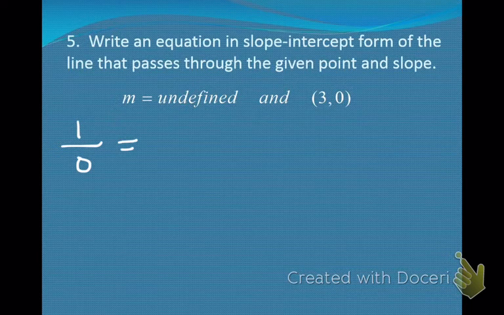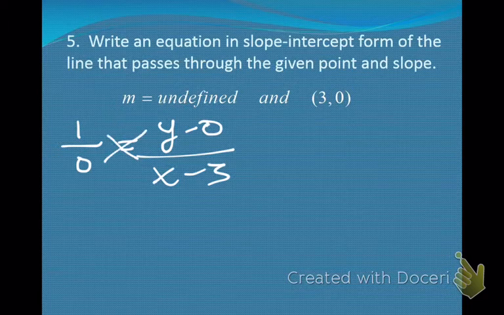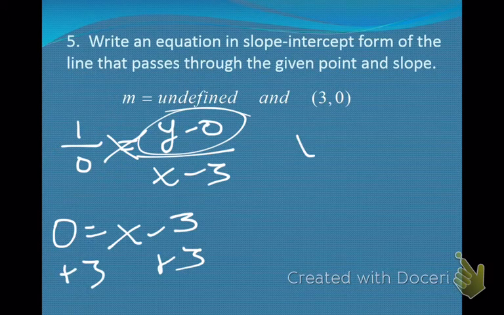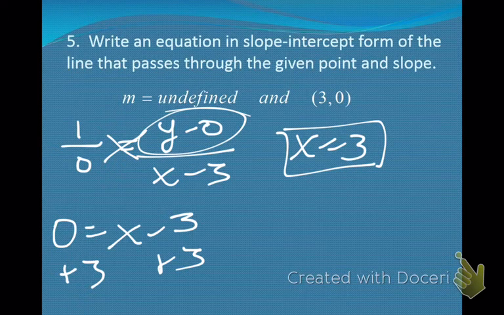Okay? Then you just plug into your slope formula. y minus 0 over x minus 3. And cross multiply. 0 times this is just 0. 1 times x minus 3 is x minus 3. Add 3. So x equals 3.